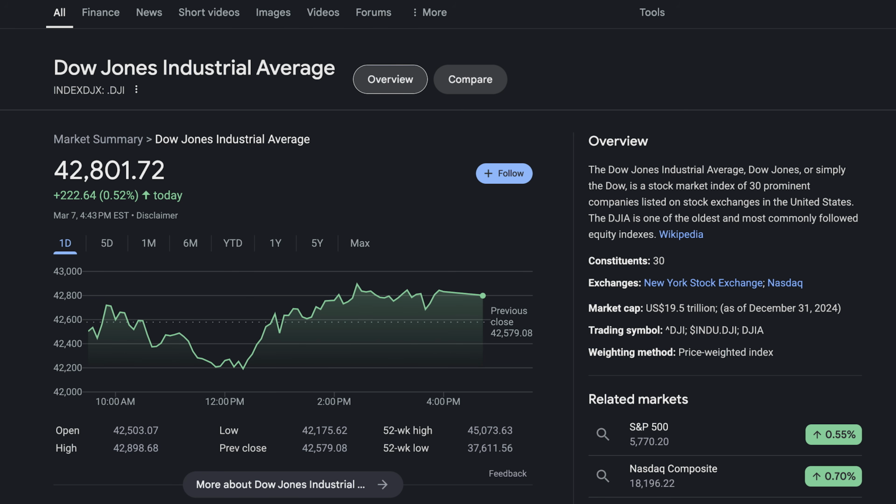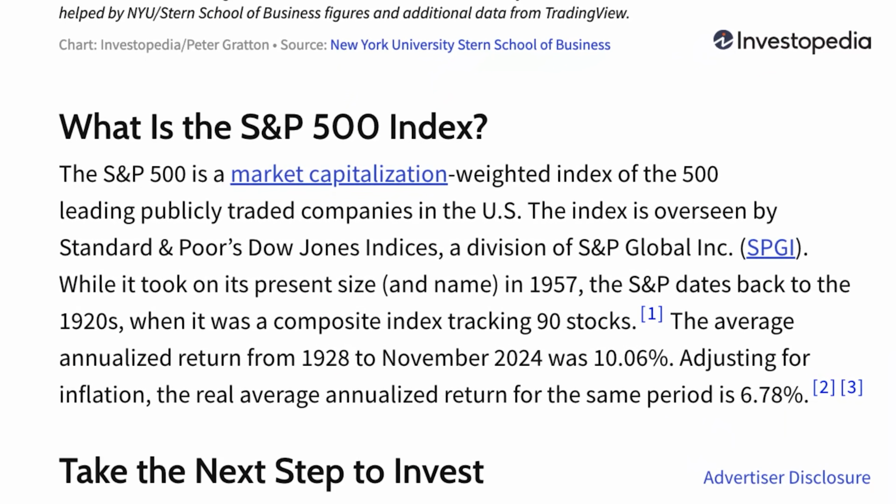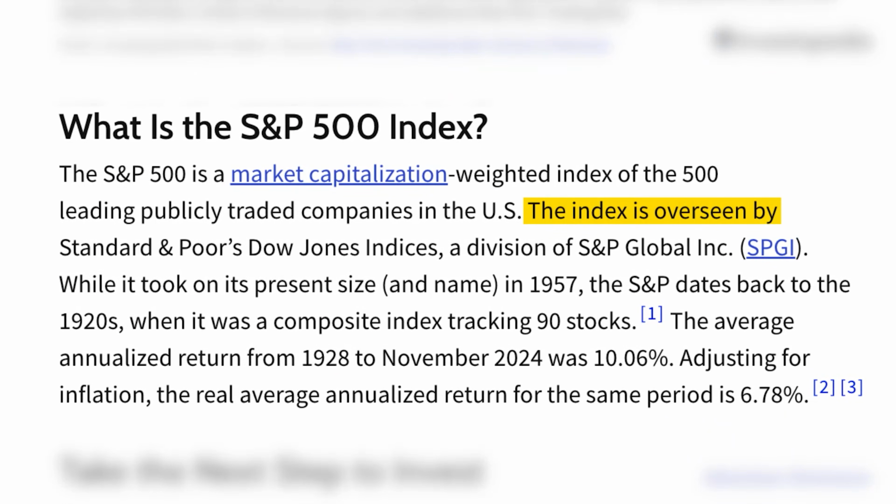Now, there are many other indexes out there like the Dow Jones Industrial Average or the Nasdaq Composite, but understand that these indexes, they don't just magically appear like something from Harry Houdini. In fact, there are actual companies called index providers that create and manage the indexes. So for the S&P 500, this index is overseen by the Standard & Poor's Dow Jones Indices, which is a division of the S&P Global Company.